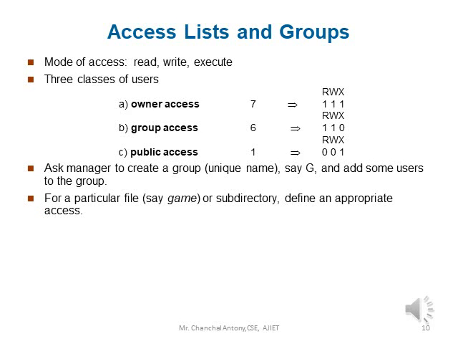Moving on with the access control part, the most common approach to the protection problem is to make access dependent on the identity of the user. Different users may need different types of access to a file or directory. So the most general scheme to implement identity dependent access is to associate with each file and directory an access control list, also called an ACL, specifying the user names and the types of access allowed for each user.